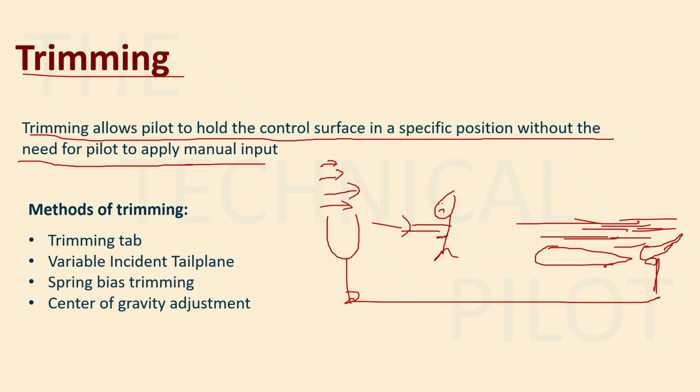So, how do we avoid it? There is something known as a trimming tab or the concept of trimming. Trimming helps to reduce the pilot's effort and it makes the pilot happy, right? It helps the pilot so that the pilot will not have to apply any forces. And we'll see how this works. There are different methods for trimming. Firstly, we have trimming tabs, then we have variable incidence tail plane, then we have the spring bias trimming, center of gravity adjustment. We'll go through one by one.